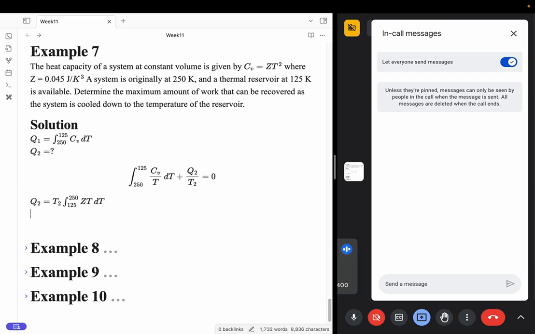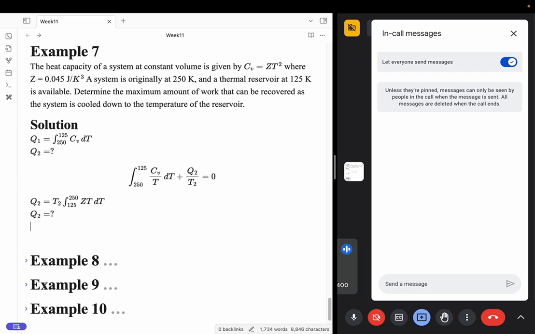So is it clear? From this equation, you can write Q2 as T2 times integral. I'm just taking it to the right hand side, interchanging the limit so the negative sign gets cancelled. Cv is z times T squared, divided by T will be zT dT. So you can do the integration and calculate Q2. So what is the value of Q2 you are getting from this? Once you get Q2, the question asks you to find the maximum amount of work. So work is Q1 minus Q2. That's all right now.